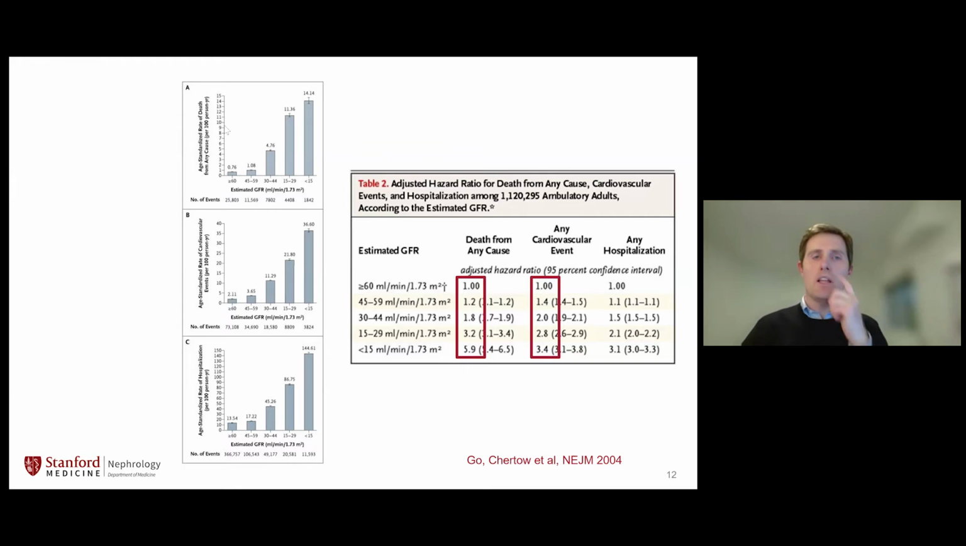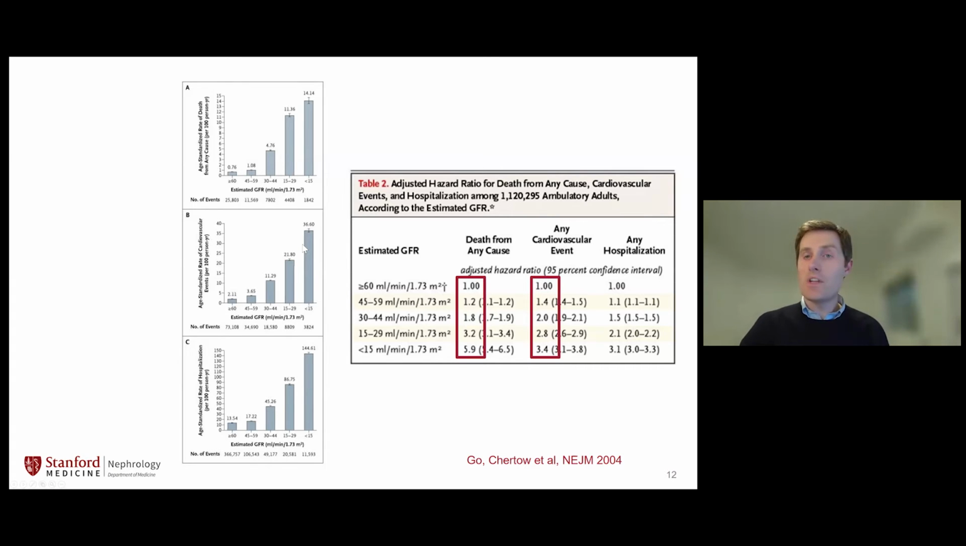If you look at the panel on the left, this is the risk of 3 different events as the GFR gets worse. So as you move from left to right, these are people with better kidney function on the left. These are people with more advanced CKD on the right. And you can see that the first panel up here is age standardized rate of death. Second panel is risk of cardiovascular event. The third panel is risk of hospitalization. And you can just see that it's a logarithmic scale. The risk of all 3 of these things goes up logarithmically as the kidney function gets worse.